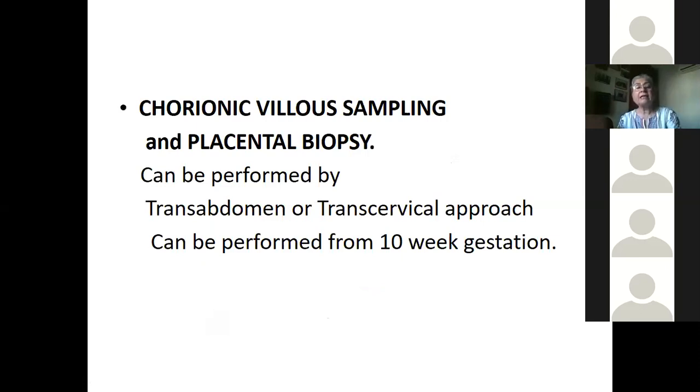The second technique is chorionic villus sampling, or placental biopsy. It can be performed as early as 10 weeks of gestation. And again, we have two approaches. Either we go through the abdomen or we go through the vagina, transcervical. The transcervical approach is done when the developing placenta is in the posterior part of the uterus, so we can't approach it through the abdominal route.